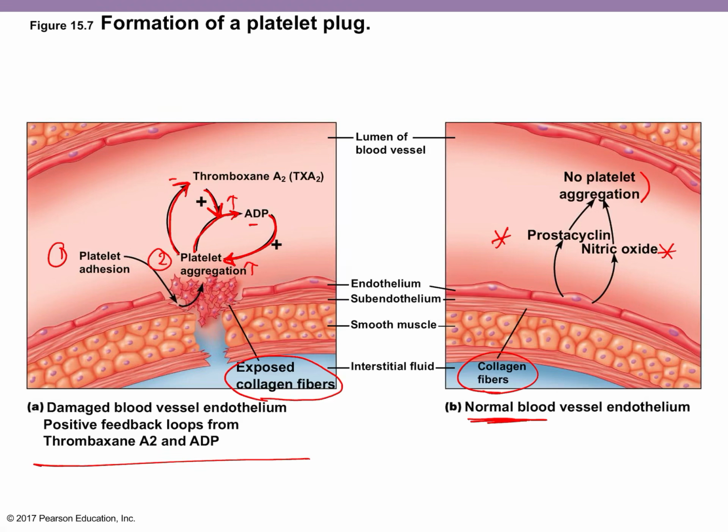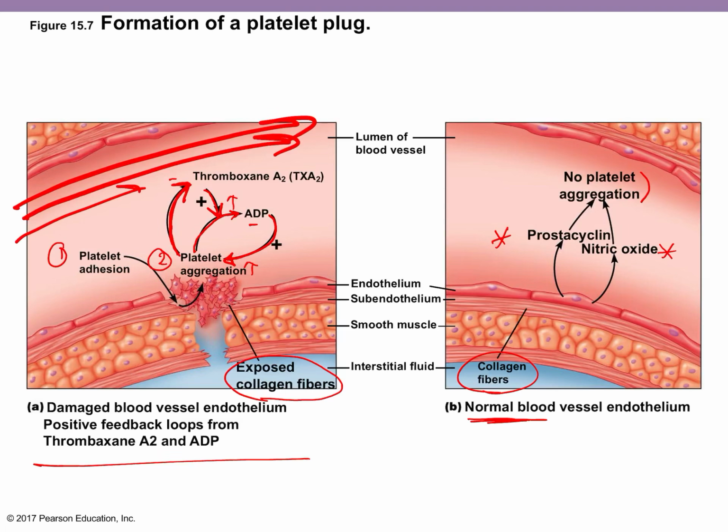The thromboxane causes more ADP. More ADP means more aggregation. The more aggregation you have, that means more platelets. More platelets means that they're going to be secreting more thromboxane. So it's kind of like this positive feedback loop to get you a nice, large aggregation of platelets. And that's the plug. Okay, so we have a plug.